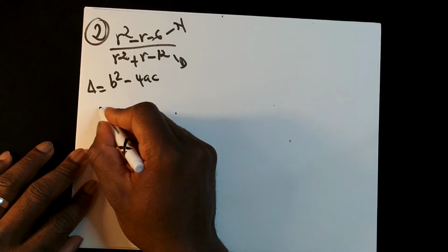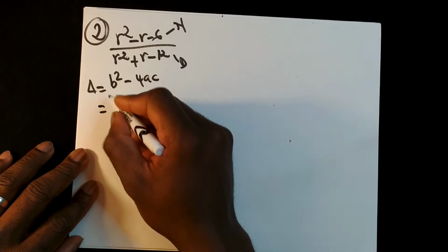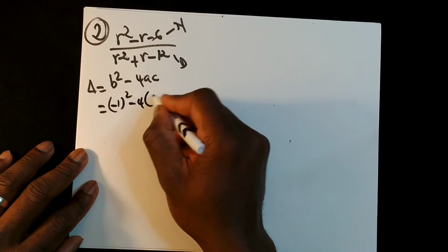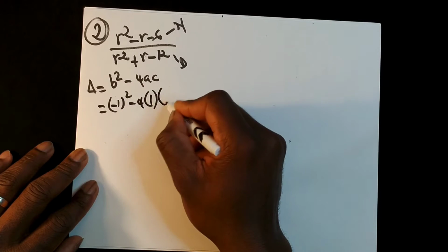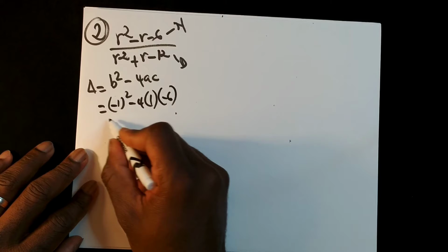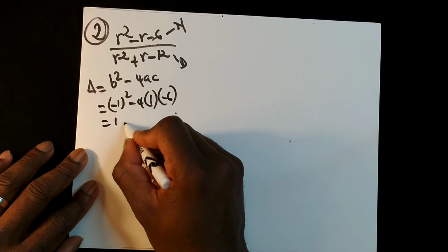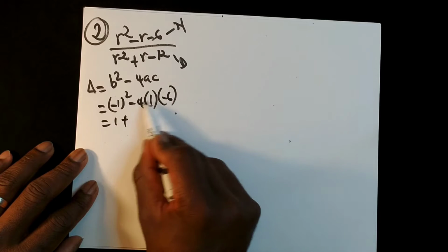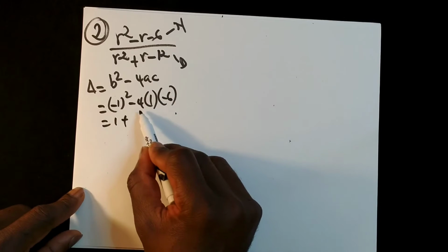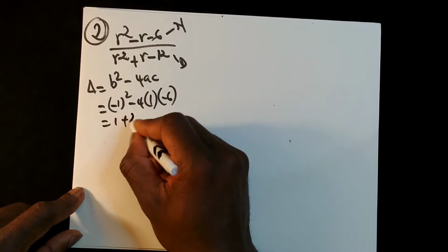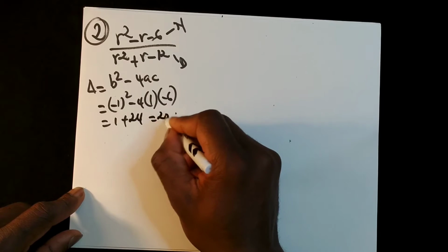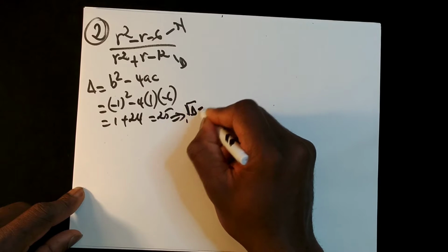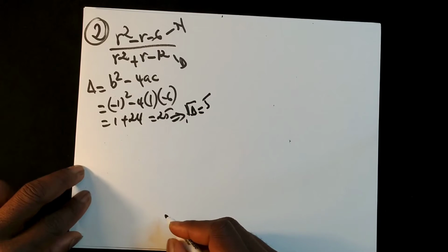We have b squared, which is (-1) squared, minus 4. a is 1, c is -6. We have 1 plus 4 times 6, and the signs cancel and become a positive. 24 plus 1 is 25, implying that the square root of the discriminant is 5.